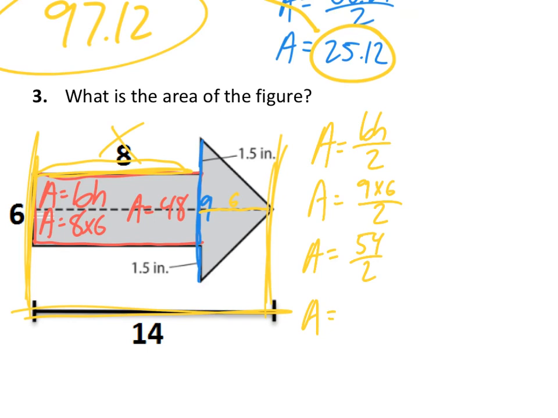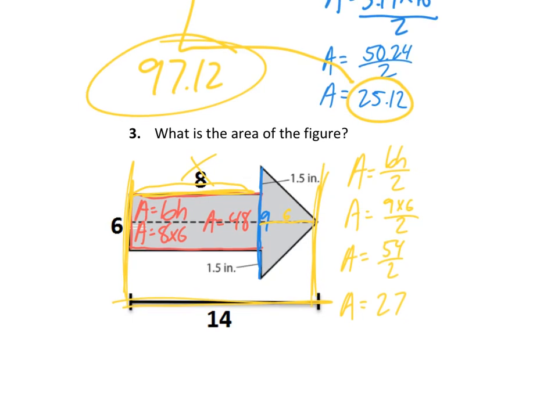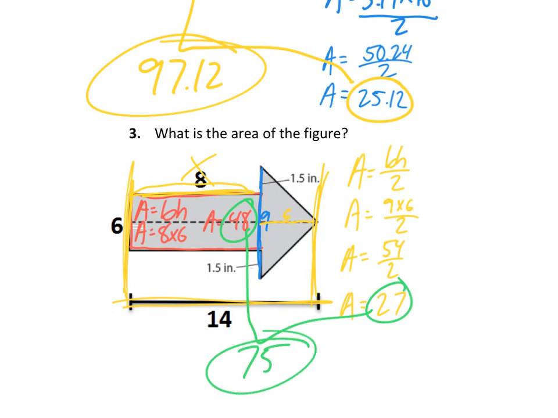And then half of 54 is going to be 27. So now I have my two areas. I have my area of 48 and my area of 27. So when I combine these two, I have a total area of 75 units.